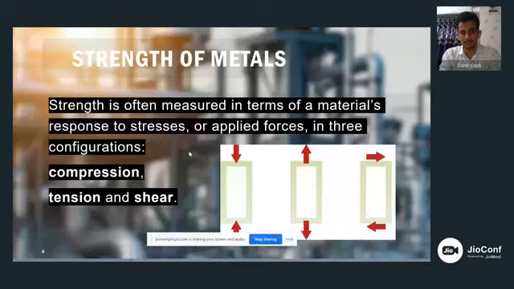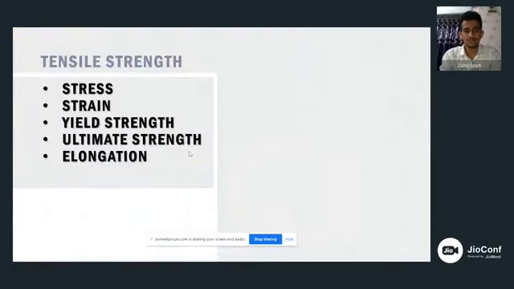Mainly three types of forces are present: one is compression, second is tension, and third is shear. Basically, we perform a tension test if we want to determine the strength of the material. Some applications require a compression test as well. So how do we derive the strength of such a material? We derive the strength of a material by the stress strain curve.